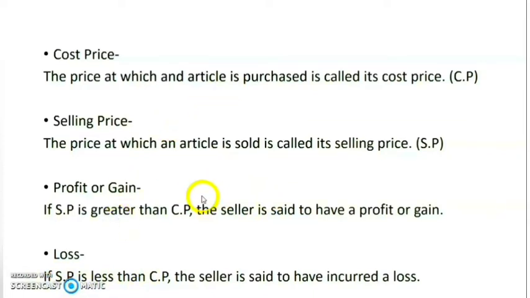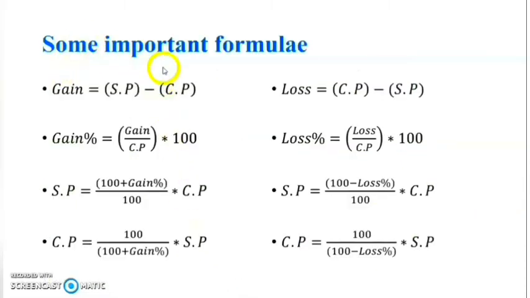So these were the basic definitions. Now let us look at the formulas. Some important formulas are: gain is equal to SP minus CP. Similarly, the loss will be CP minus SP. Gain percent will be gain upon CP into 100. Loss percent will be loss upon CP into 100. Here note that in both the places it will be CP itself and there is no SP coming into the picture.